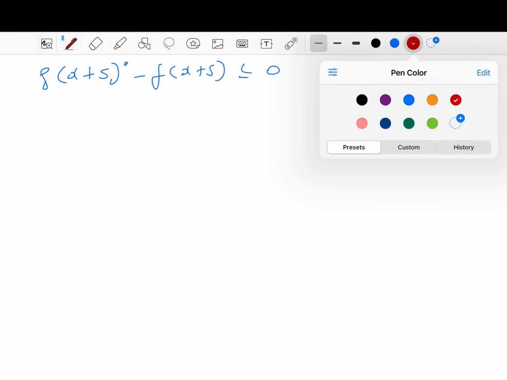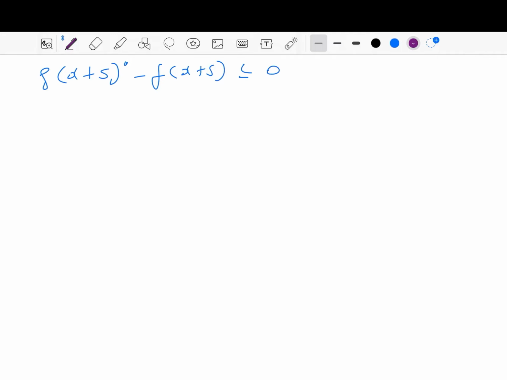This means two things. Number one, if you're looking at just g and f without what is inside, this means that g minus f is less than 0. g is less than f. That's what it means, where g is less than f, meaning f is greater than g.